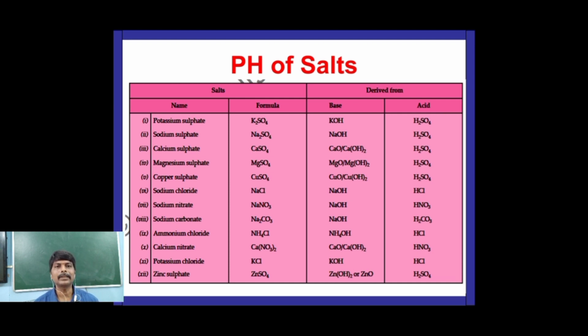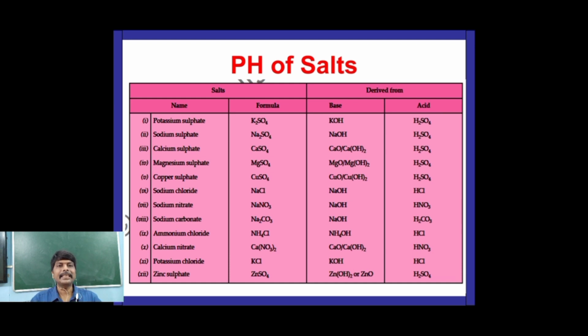Take one more salt, sodium carbonate. Sodium carbonate formula is Na2CO3. What is the base responsible for this salt? Base is sodium hydroxide, its formula is NaOH. What is the acid? H2CO3. Next salt, ammonium chloride. What are the acid and base responsible for the formation of this salt? Formula of ammonium chloride is NH4Cl. Base is NH4OH, ammonium hydroxide. Chloride is there in the salt name, so acid is hydrochloric acid.